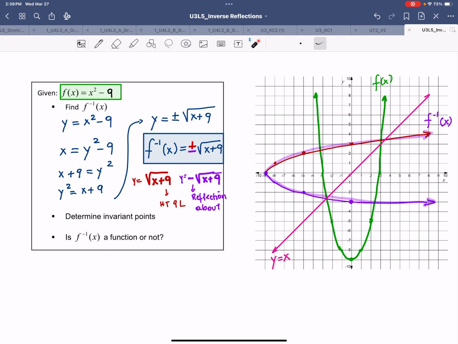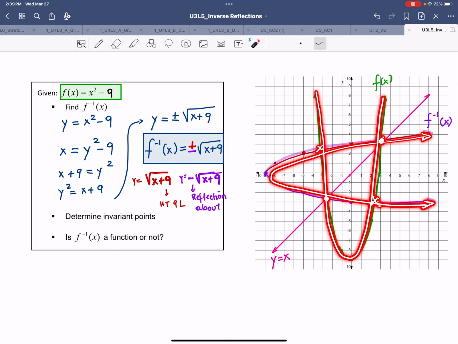Now, next we need to find the invariant points. So as you can see, here we see the invariant points. Remember, invariant points are always points that don't move due to reflection. And the points that don't move due to reflection are the ones that are already on the reflection line. And the points that are on the reflection line for both graphs are these two. So obviously you see that these are also common points of the graph and the inverted function or relation, we should say.